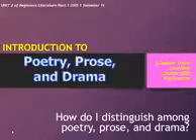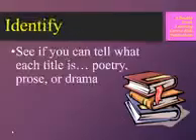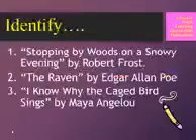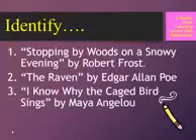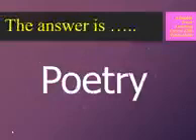How do I distinguish among poetry, prose and drama? Well, see if you can tell what each title is. Is it poetry, is it prose, or is it drama? 1. Stopping by Woods on a Snowy Evening by Robert Frost. 2. The Raven by Edgar Allan Poe. 3. I Know Why the Caged Bird Sings by Maya Angelou. The answer is poetry.